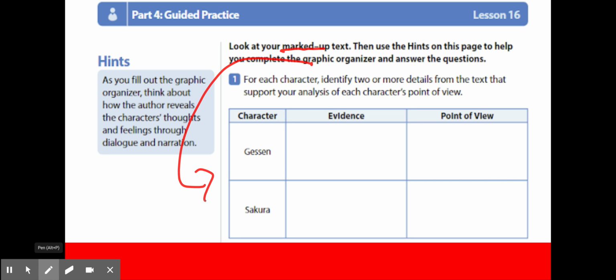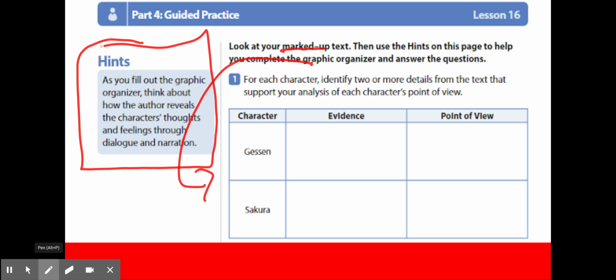So we have our first hint over here on the side. And it says, as you fill out the graphic organizer, think about how the author reveals the character's thoughts and feelings through the dialogue and narration. Now, this is just like we were doing with Harry Potter, looking at the characters, their actions and their emotions and trying to come up with their point of view. Well, this time we're looking at the stingy artist to try to come up with their point of view and the evidence to prove their point of view.